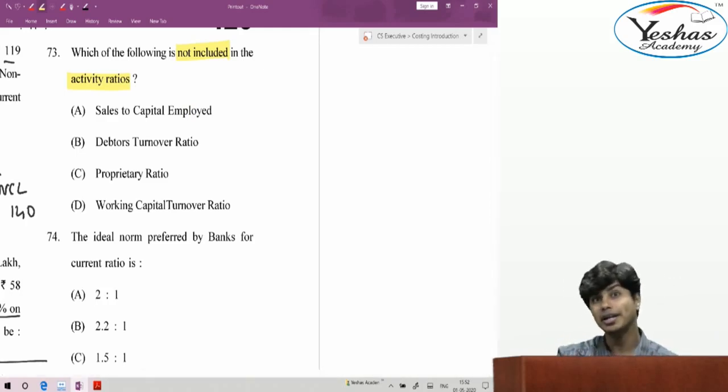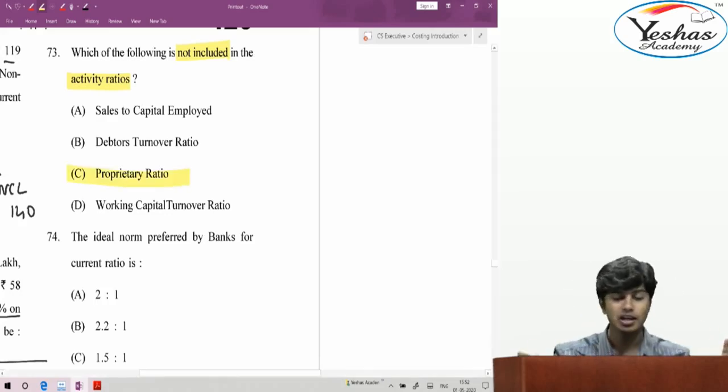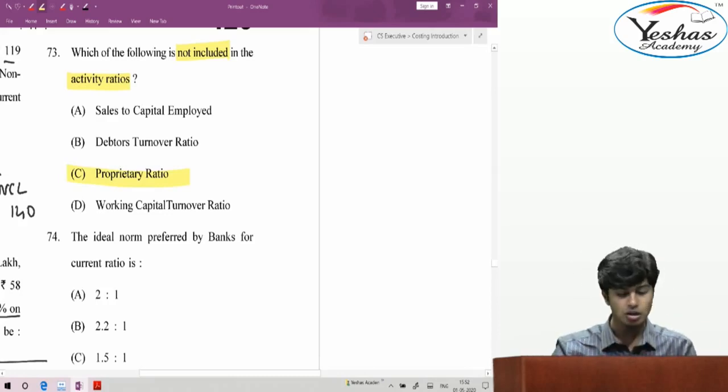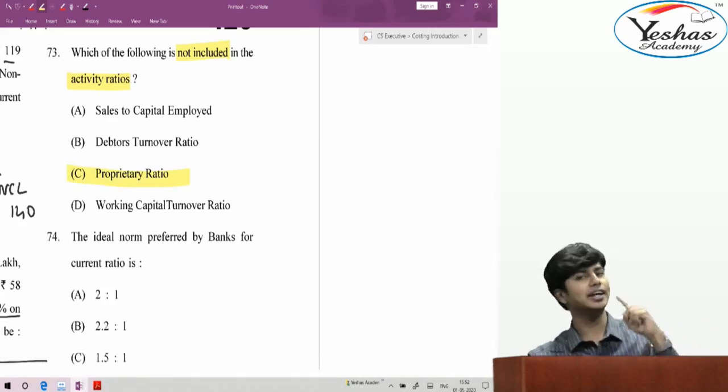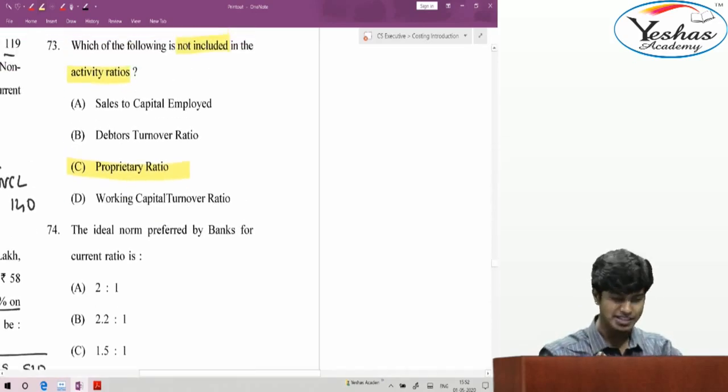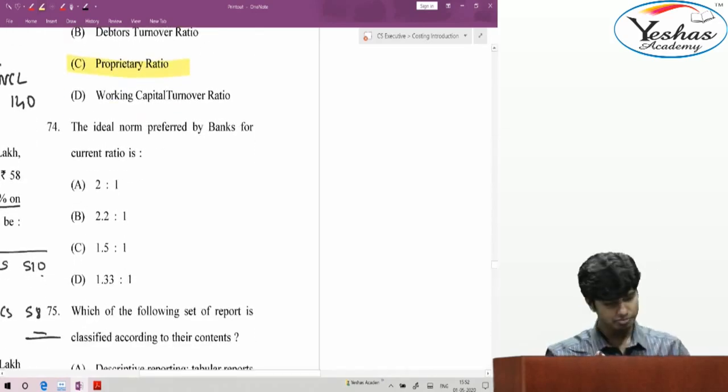Proprietary ratio, when you find profit on assets, that is not part of your activity ratio. That is not for the purpose of evaluating the operations. So that is not proprietary ratio. Working capital turnover, turnover is again in the normal course of operations, that is operating. So that is with respect to the 73rd one.